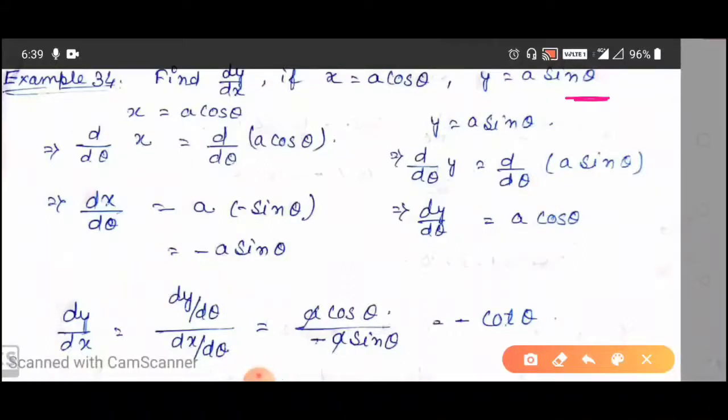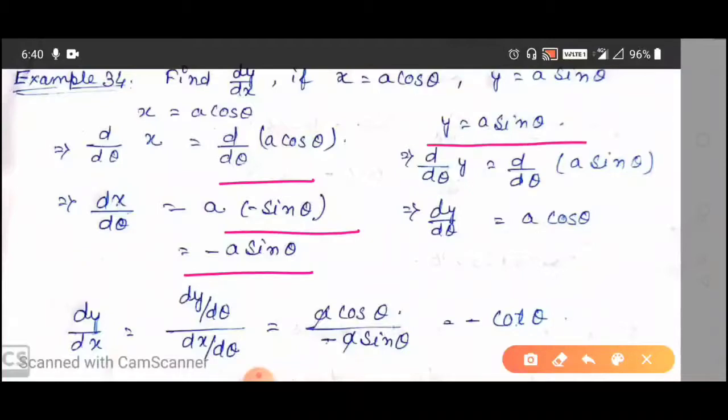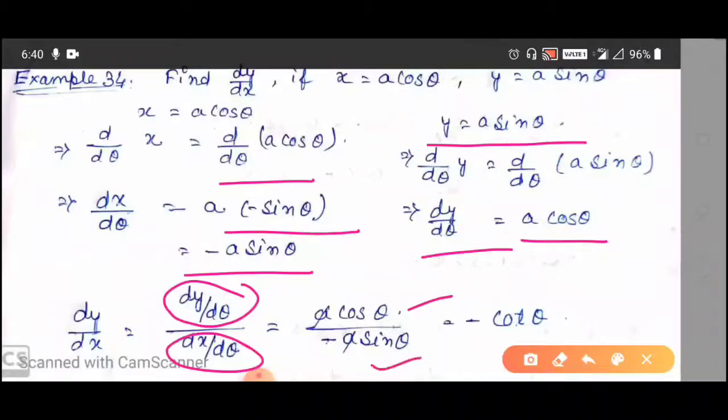So to do this kind of question, to find dy by dx, first of all we will differentiate this with respect to theta. So, d by d theta x is equal to d by d theta a cos theta. So dx by d theta is equal to a minus sin theta. So minus a sin theta. In the same way we will differentiate this with respect to theta. So dy by d theta is equal to a cos theta. Now to find dy by dx, we have to divide dy by d theta by dx by d theta. So a cos theta by minus a sin theta. From here we will get minus cot theta.